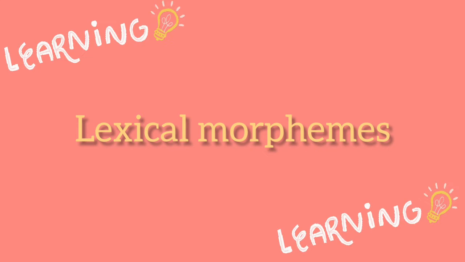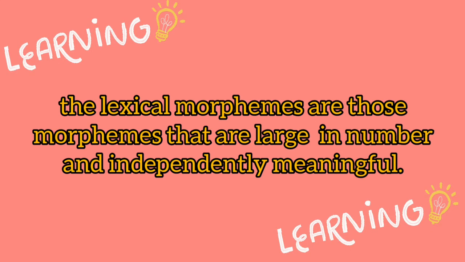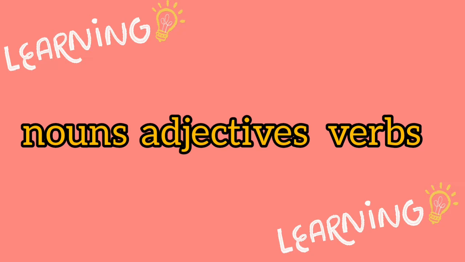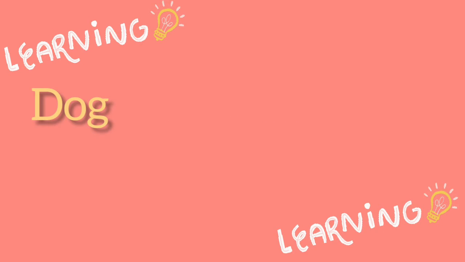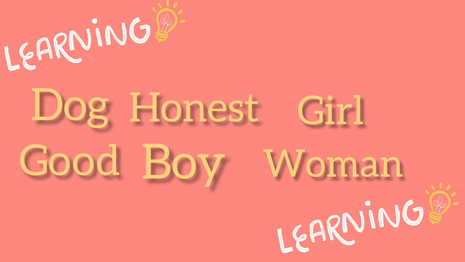The first one is the lexical morpheme. The lexical morphemes are those morphemes that are large in number and independently meaningful. The lexical morpheme includes nouns, adjectives, and verbs. For example, dog, good, honest, boy, girl, and woman.